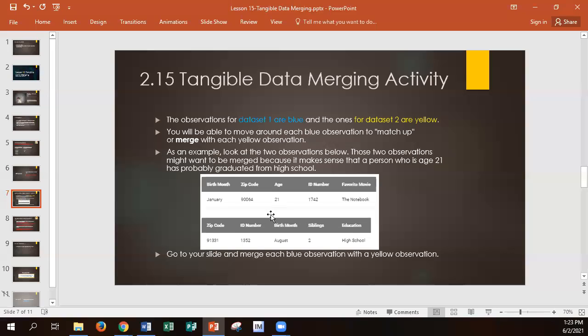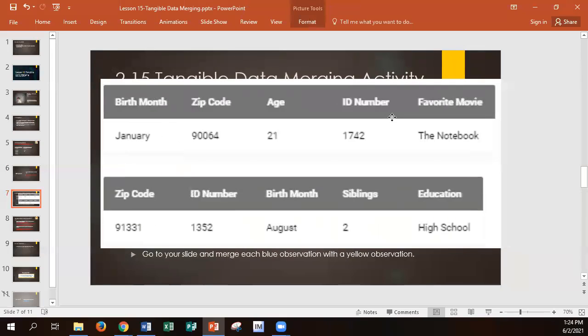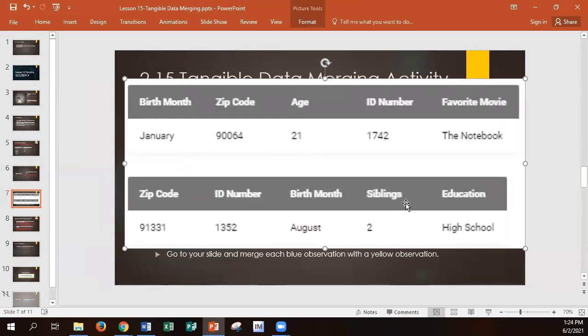As an example, look at the 2 observations below. Those 2 observations might want to be merged because it makes sense that a person who is age 21 has probably graduated from high school. Okay. So 21, high school, you never know.